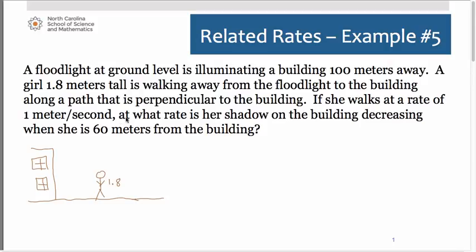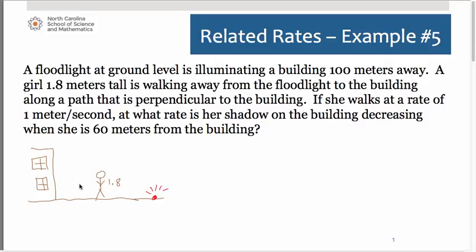Now we have this floodlight, so let's put that into our diagram and then we'll be able to get some variables. So the floodlight, suppose that's over here, because remember the girl is walking away from the floodlight towards the building. And really what happens is she's going to have a shadow that's being cast here on the building. And we're trying to figure out the rate at which the length of that shadow is decreasing.